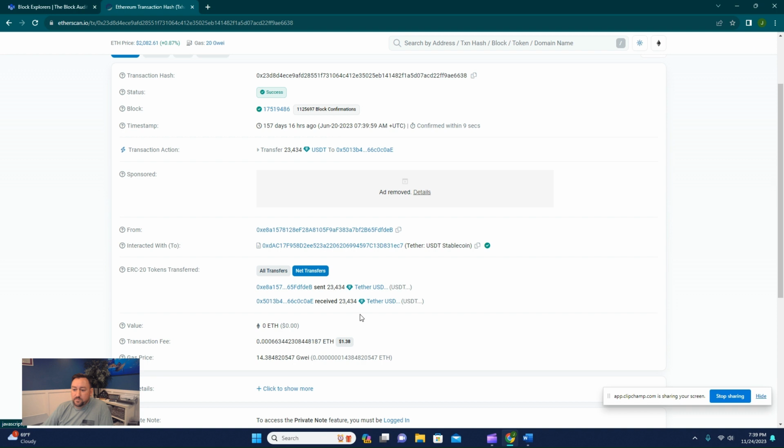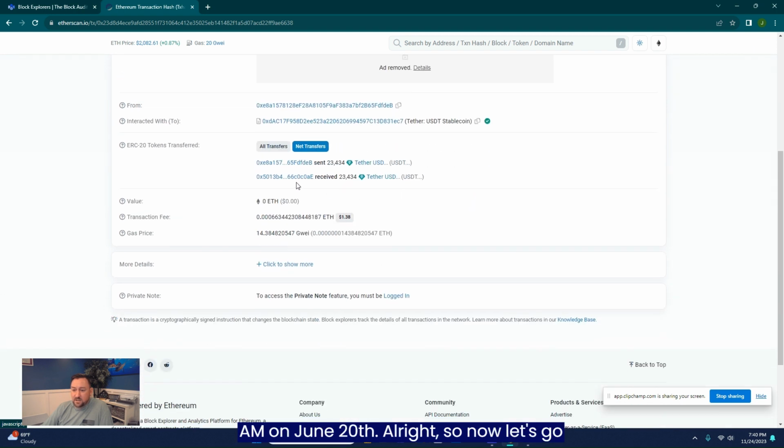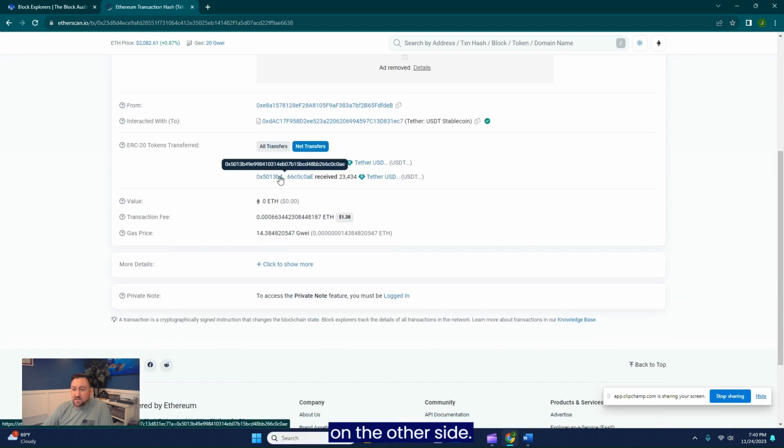So our 23,434 left this wallet at 7:39 a.m. on June 20th. All right, so now let's go to that wallet and see if we can find it on the other side.